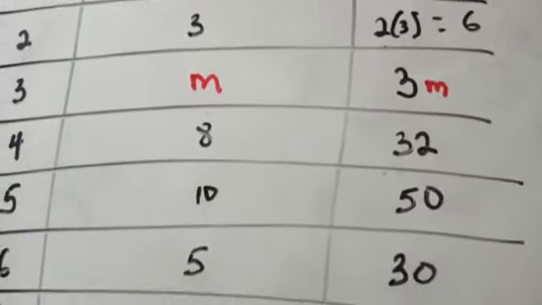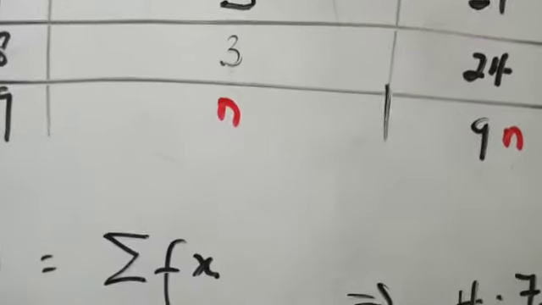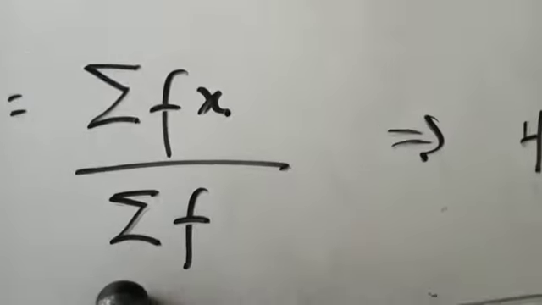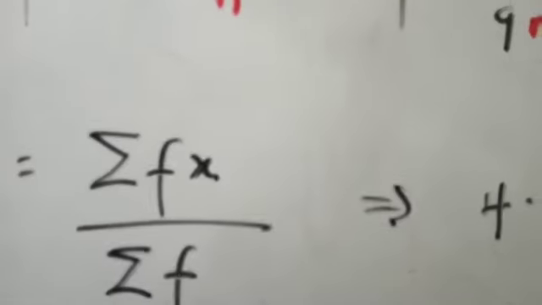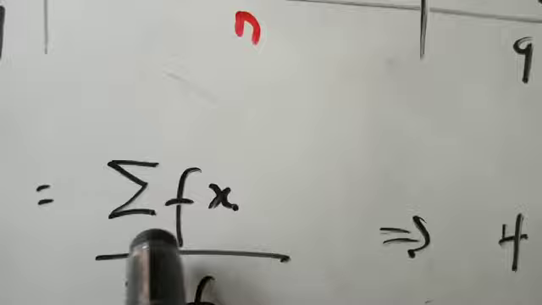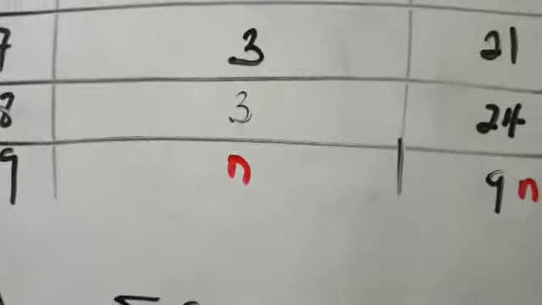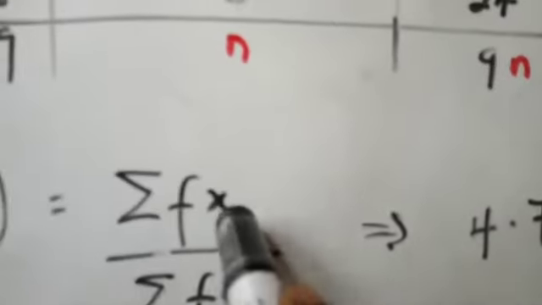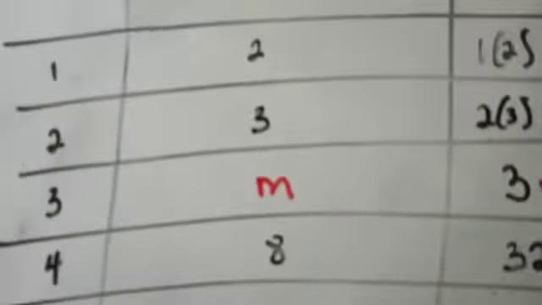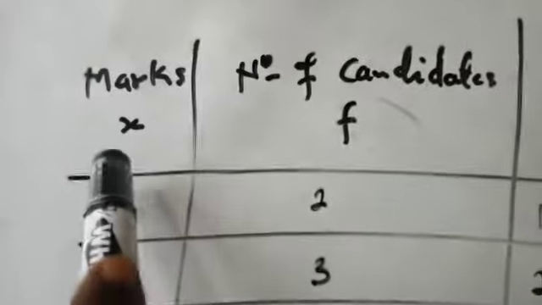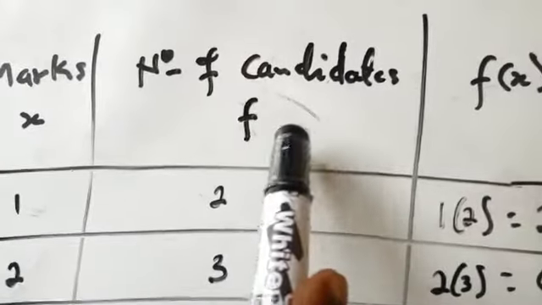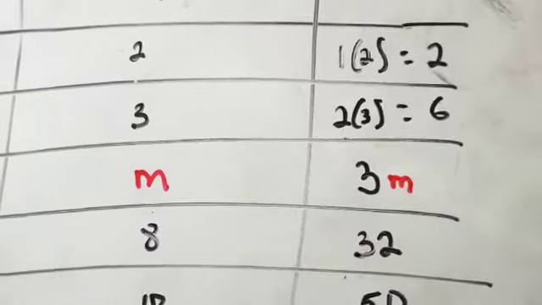So with grouped data, one thing you have to know is that they say 40 candidates, meaning that the frequency here is 40, but we don't know this value. We are looking for the summation of fx, meaning that you should multiply f by x. Your x here is the marks given in the question, and f is the candidates. So this multiplied by that gives me 2, and that multiplied by that gives me 6. The same way you have to multiply everything.